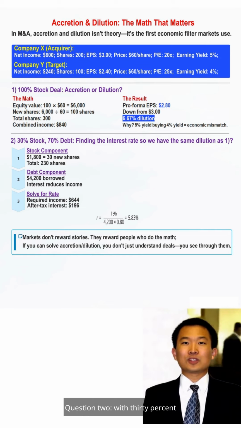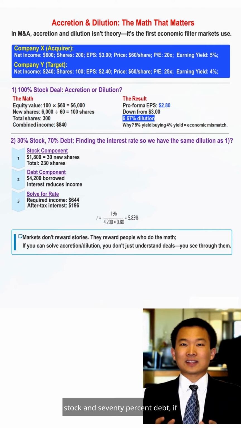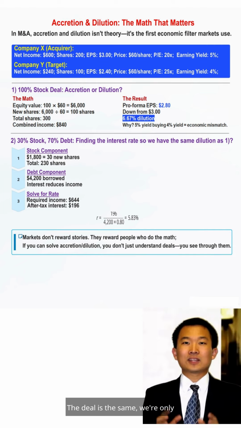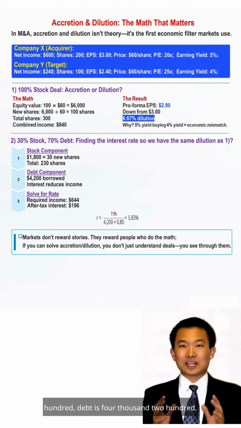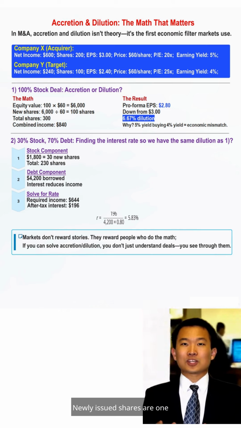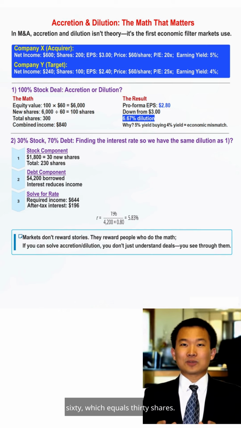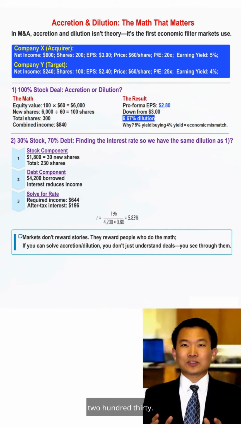Question 2. With 30% stock and 70% debt, if the dilution effect is the same, what is the debt interest? The deal is the same. We're only adjusting the financing structure. Stock is 1,800, debt is 4,200. Newly issued shares are 1,800 divided by 60, which equals 30 shares. The combined total shares are 200 plus 30, which equals 230.